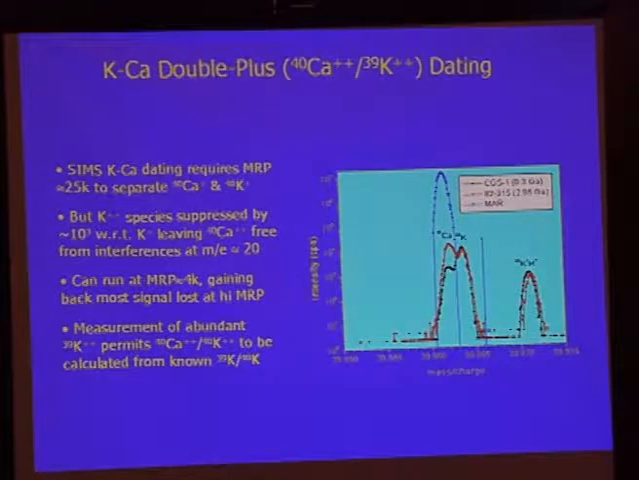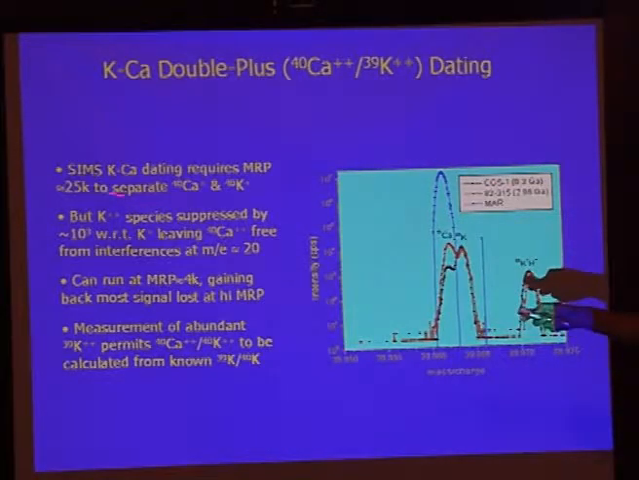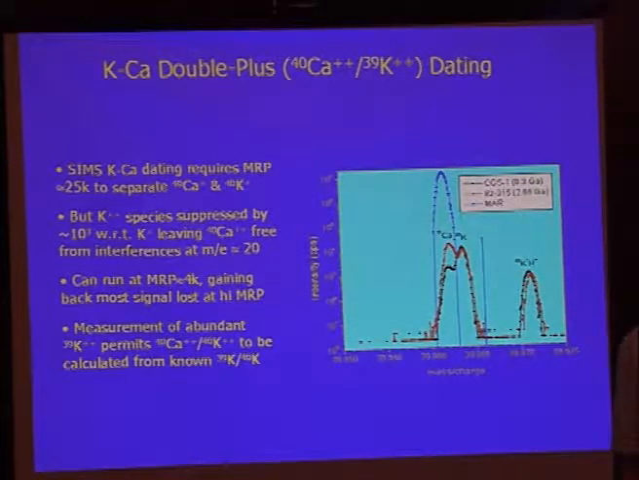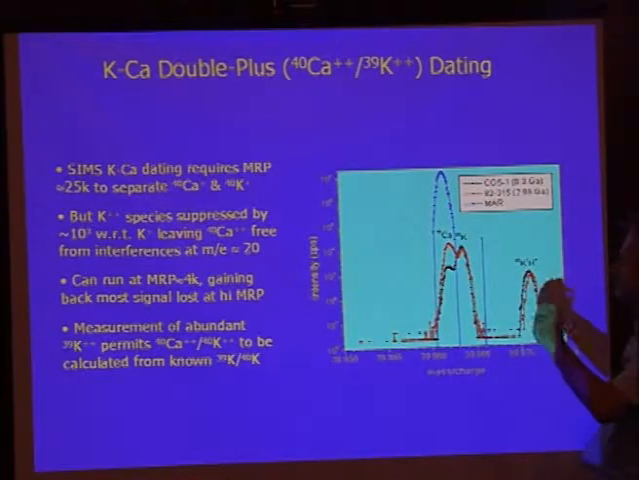calcium-40 and potassium-40 require a mass resolution of about 25,000 to separate. That would be a mass spectrometer that would roughly stretch from that window to the opposite wall. We don't have one of those. We've got the 1270. You can start to, if we really tighten the slits down.